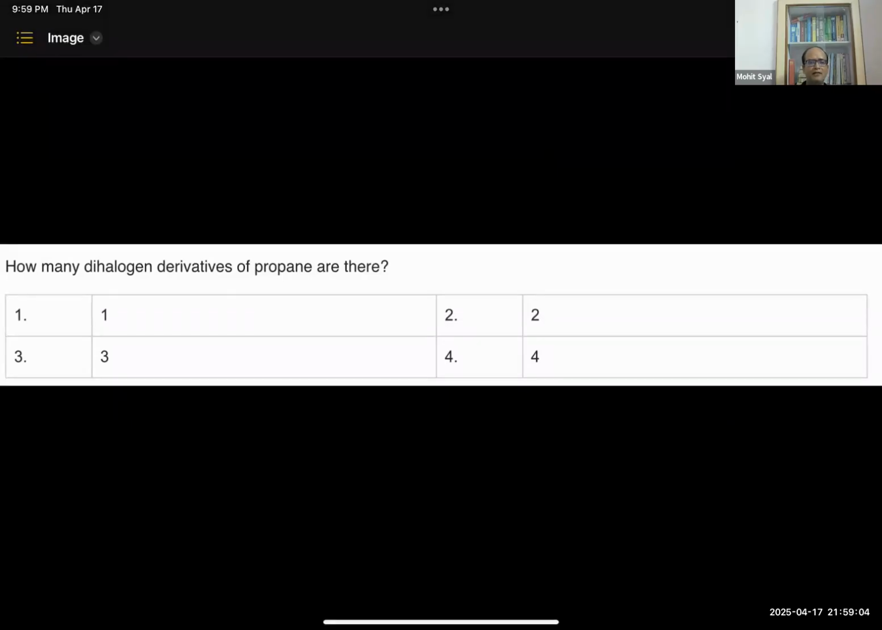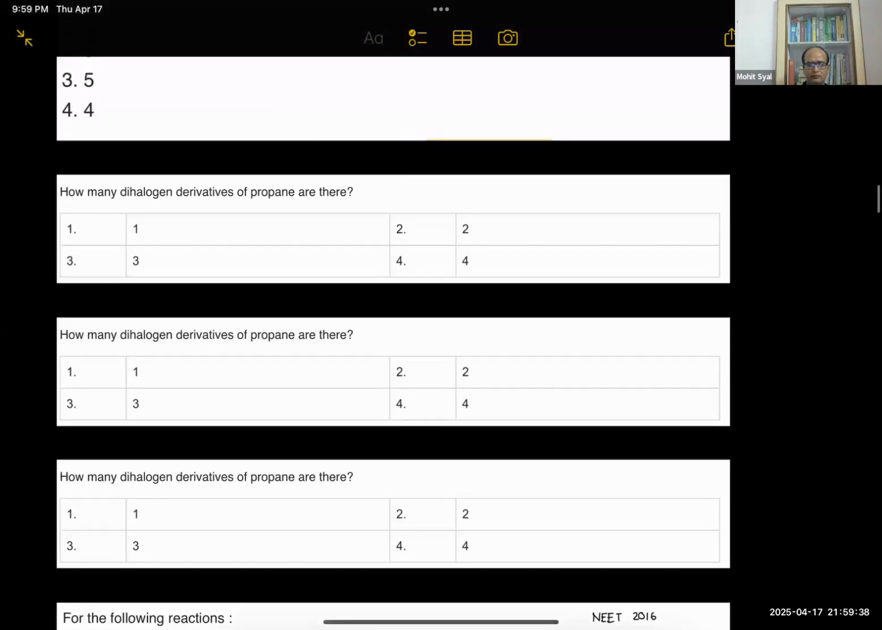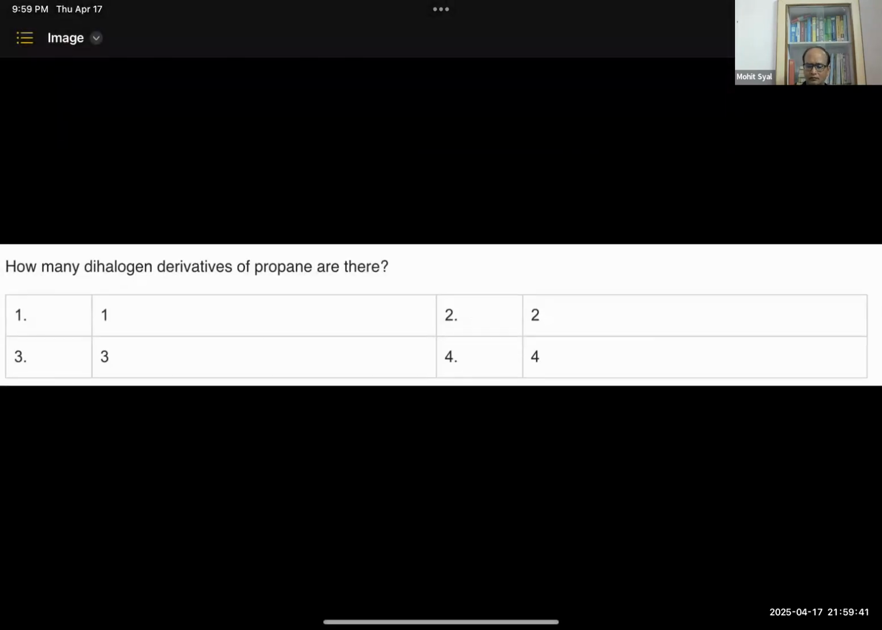How many dihalogen derivatives of propane? You need to connect 2 Br atoms or 2 chlorine atoms. Okay, so how many dichloro derivatives of propane can you form? This you can try in homework on your own. Let me know the answer. Got it? Should I move forward to the next question? Yes, sir. Okay. Sir, are there four dihalogen derivatives?